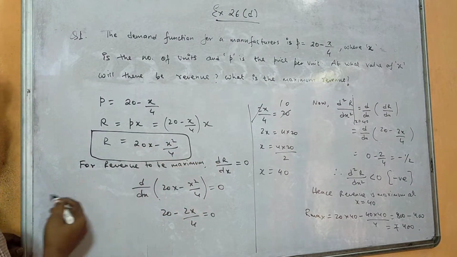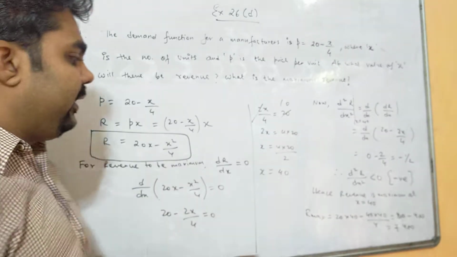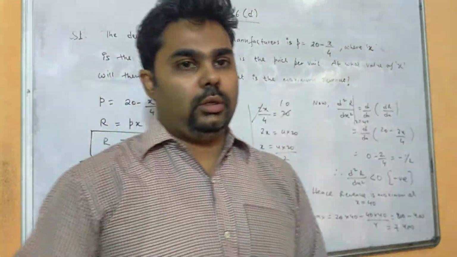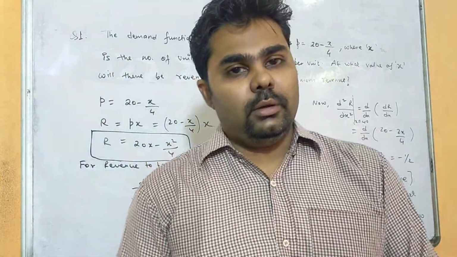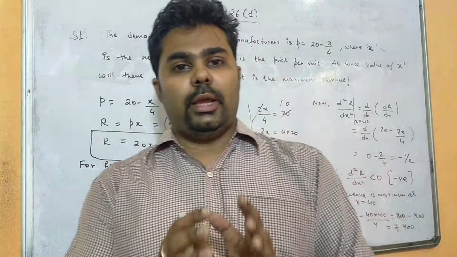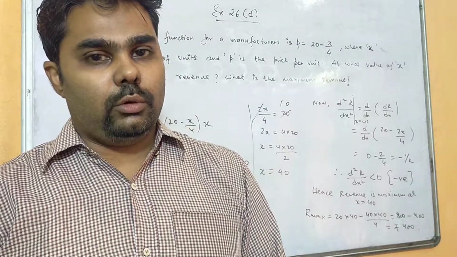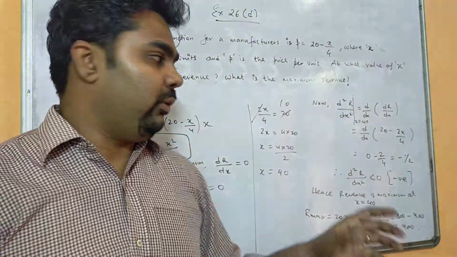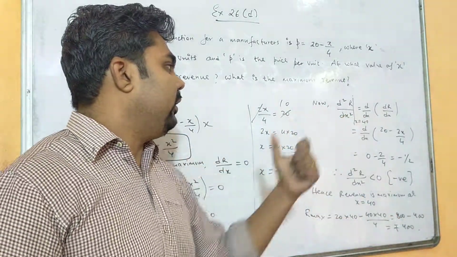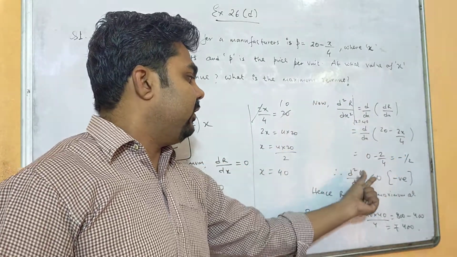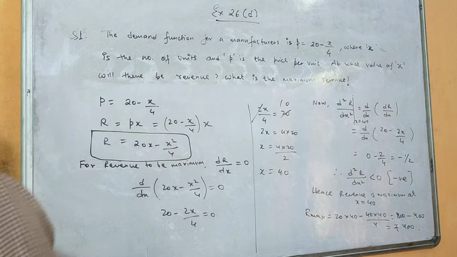Okay, so in this equation we will put in place of x 40 and we will get the maximum revenue, right? So this was the question. First, in order to prove any maximum or minima, we have to differentiate and equate it to 0. After equating to 0, we will get the value of x and we have to double differentiate. If the double differentiation is less than 0, it is maximum. If the double differentiation is greater than 0, it is minimum.